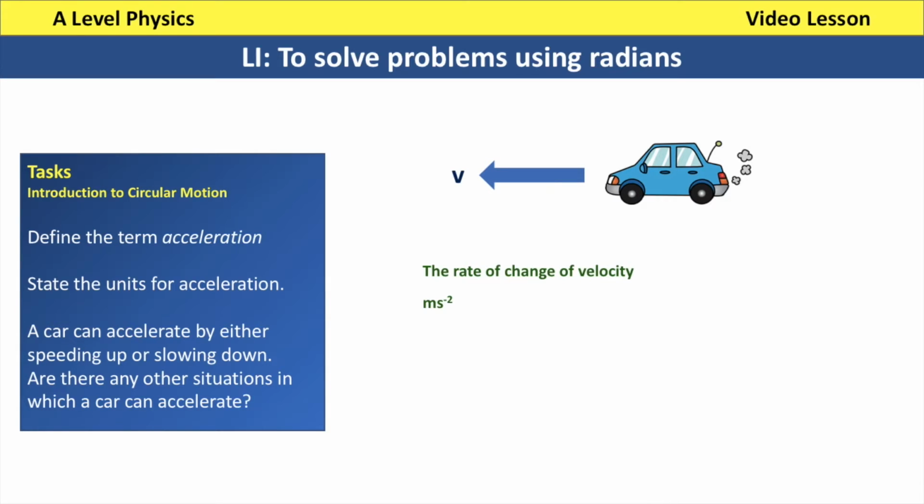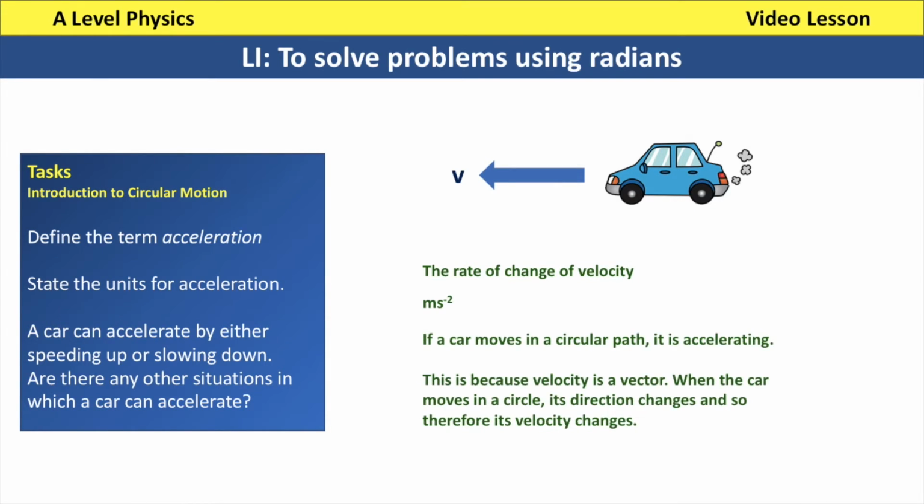And then finally, I've told you in the question that a car can speed up or slow down to accelerate, but are there any other situations in which a car can accelerate? Yes, there is. You might remember studying this at GCSE. If a car moves round a bend or moves in a circle, then we can also say that it is accelerating even if it is moving at a steady speed. This is because velocity, of course, is a vector. Vectors take into account direction, so when the car moves in a circle, its direction changes, and so therefore its velocity is also changing.